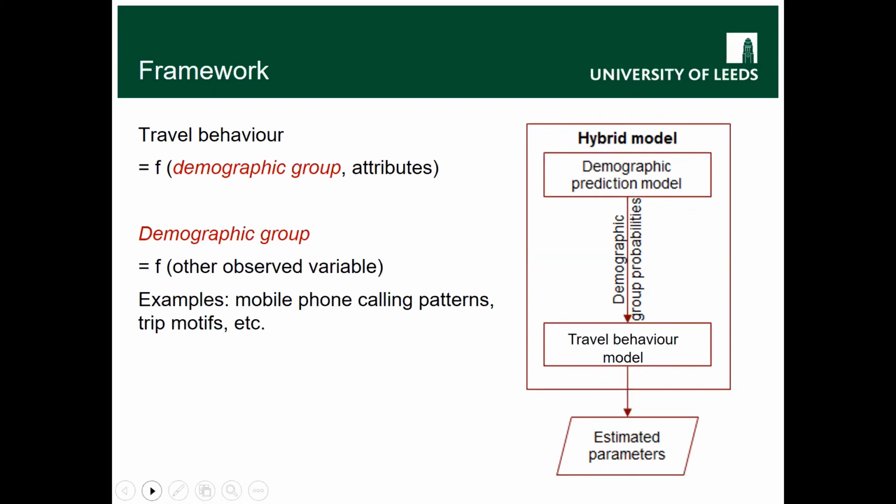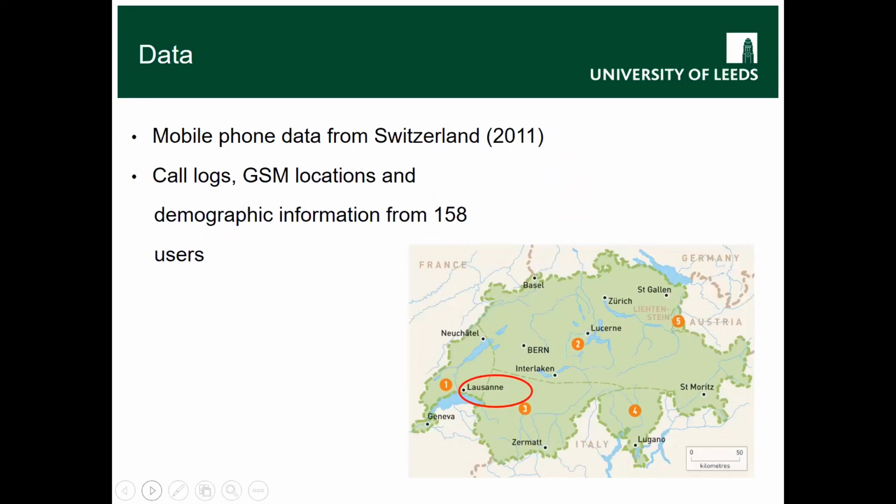In our data, this was mobile phone data from Switzerland, which was part of the Nokia data challenge. So there were GSM locations, call logs, and demographic information from a subset of the users, 158 users to be precise.